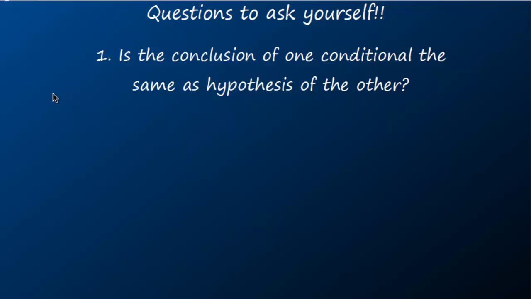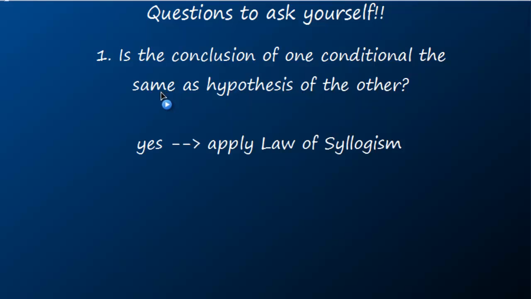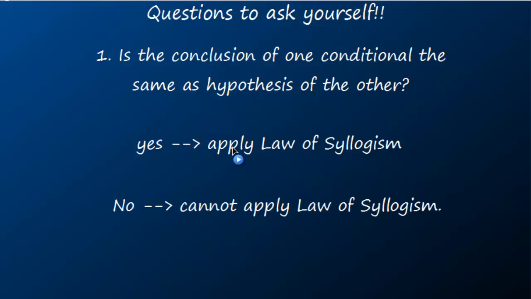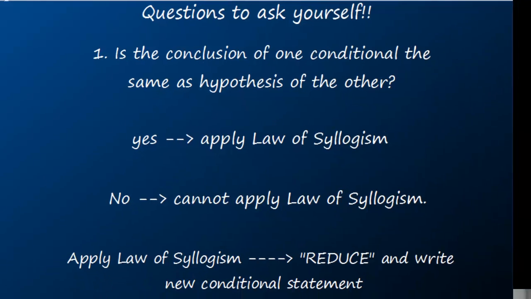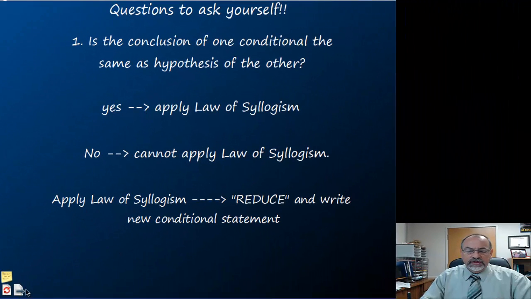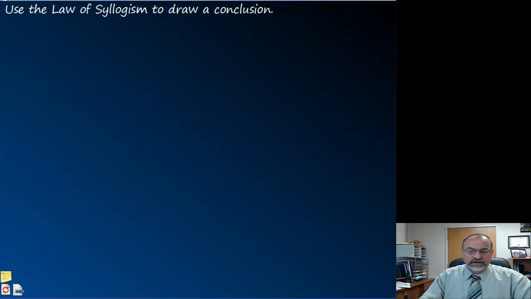But we're simply looking for a conclusion in one and a hypothesis in the other that are the same, and the order does not matter. If we can identify that, then we can apply the law of syllogism. If that's not the case, then the law of syllogism cannot be applied. And if we do apply it, then what we're doing is writing a brand new conditional. So let's do a couple of examples.